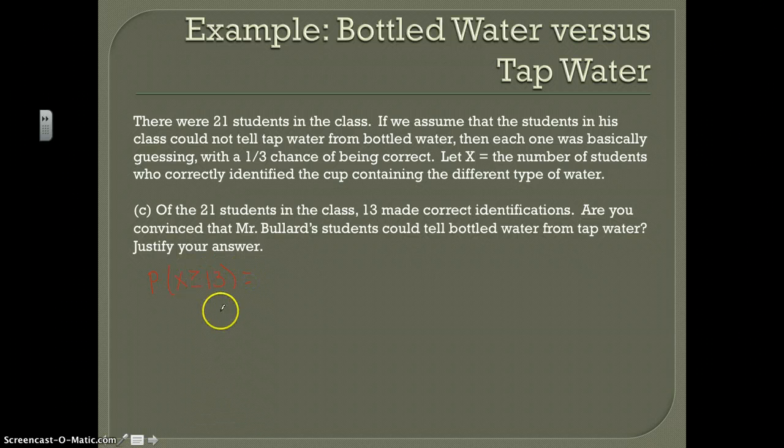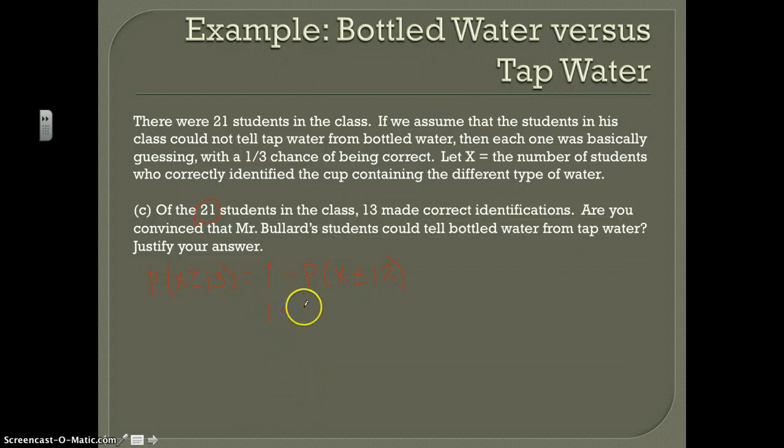This is a case where you wouldn't want to add together all of the other situations. You don't want to do the probability of X equals 13 plus the probability of X equals 14, because you've got to go all the way to 21. Your best bet is to put it in terms of less than or equal to, because we have a function on our calculator that will find that, a binomial CDF. So we're going to do 1 minus the probability of X being less than or equal to 12, which is equivalent to X being greater than or equal to 13.